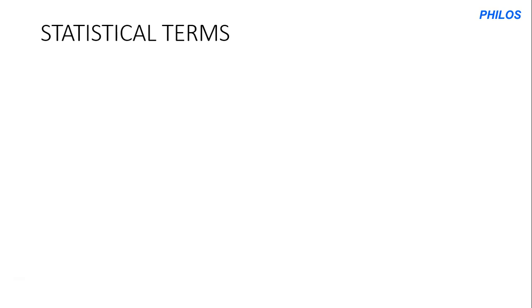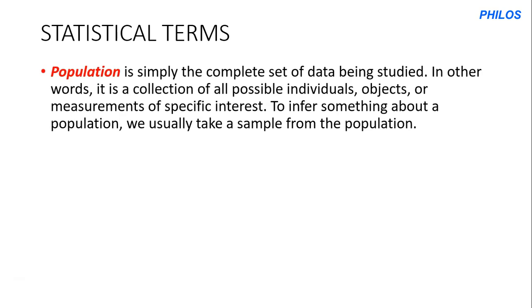So let's look at some of the terminologies that we use in statistics. So the first one is population. Now, population is simply the complete set of data being studied. So in other words, it is a collection of all possible individuals, objects or measurements of specific interest. To infer something about a population, we usually take a sample from the population. You should know that.